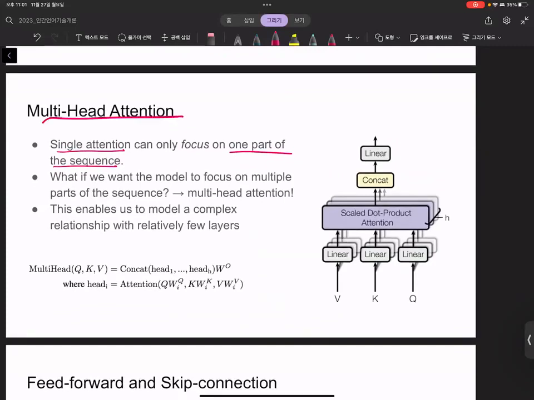So what if we want the model to focus on multiple parts of the sequence? Multi-head attention. So we use multiple attentions, and this enables us to model a complex relationship with relatively few layers. So here is the H, it's the number of heads. Each head looks at different tokens. Okay, so that is how we can attend to multiple tokens.